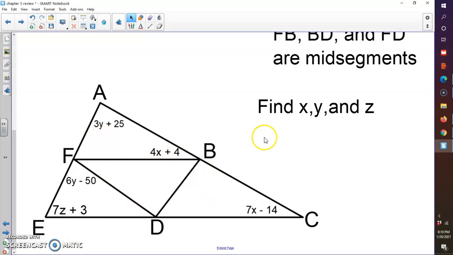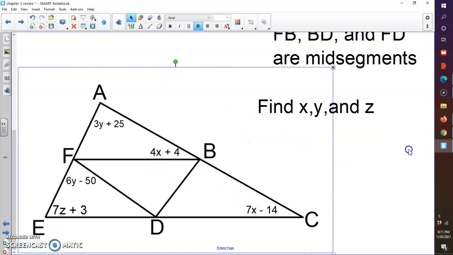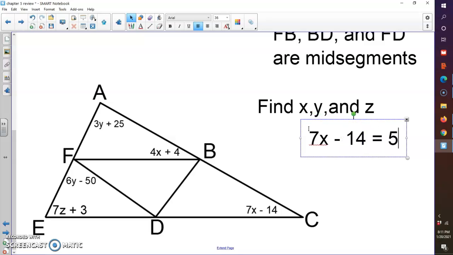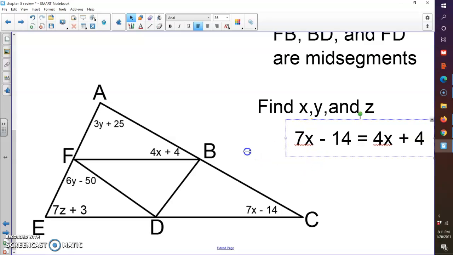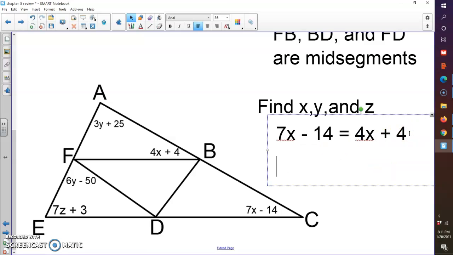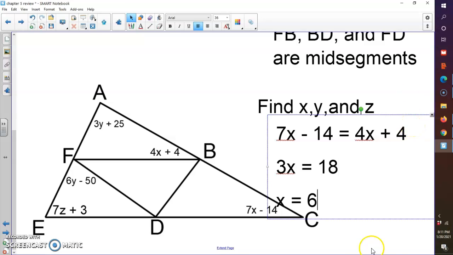Here is about making good decisions. We need to recognize once again that FB, DB, and FD are midsegments. So in this case, I know that 4x plus 4 and 7x minus 14 are corresponding angles. So I have to set them equal. 7x minus 14 equals 4x plus 4. Now I'm simply solving. I'm going to subtract 4x from each side and get 3x. I'm going to add 14 to both sides, and I'm going to get 18. And my x equals 6.